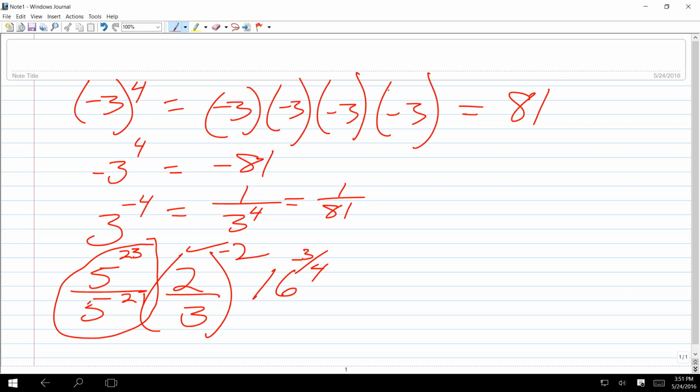Now, 2/3 to the -2, well, you basically take and flip it and make it to the positive 2. In other words, this thing is equal to 3/2 to the positive 2, which is 9/4, exactly.